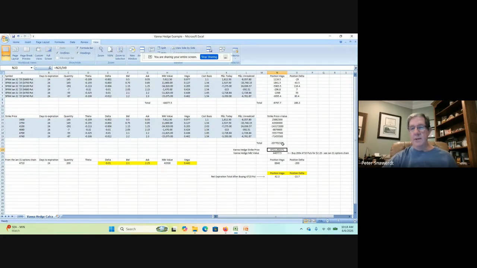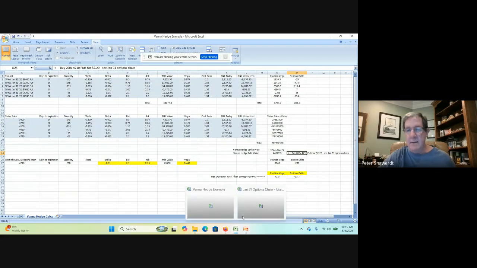So what we want to do is take $44,077.50 and multiply that by -1, because this particular value shows that we're short that amount, which means we need to be long that amount at 4710. When we do that, we're going to buy 200 4710s for 220.